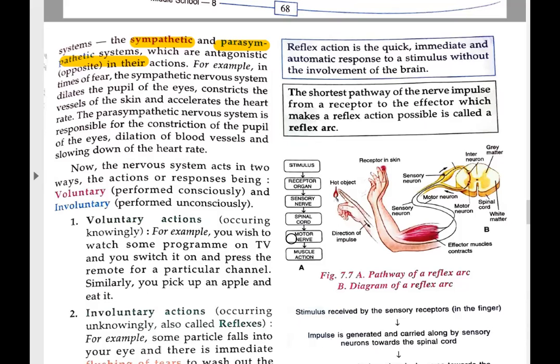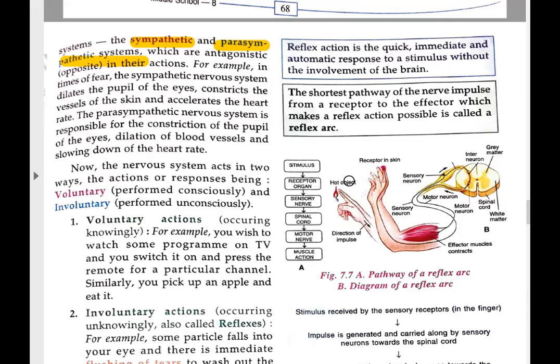And what will the parasympathetic do? When your situation becomes normal, then the actions of all these internal organs return to normal. You cannot increase heart palpitations by your own will. How it is increasing, it is increasing under this particular system. Then again it will go back to normal by the parasympathetic nervous system. So that's why they both are antagonistic. Antagonistic means just opposite to each other, doing just opposite work. Is that clear?